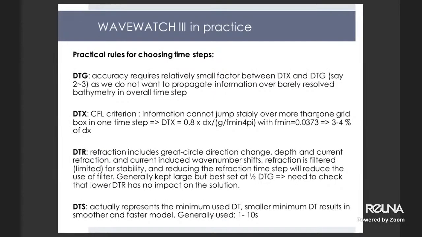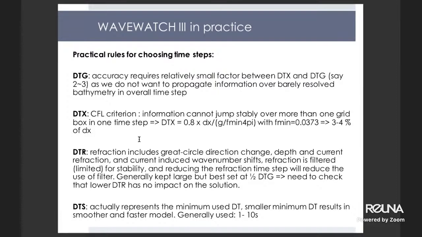So maybe some practical rules for choosing such time steps, because it can be a question when you want to run the model. So first, the global time step: it requires a relatively small factor between this time step and the advection time step, say 2, 3. In practice, it's used like that, as we don't want to propagate information over barely resolved bathymetry in one global time step. Then we have the DTX here, which is the advection time step.